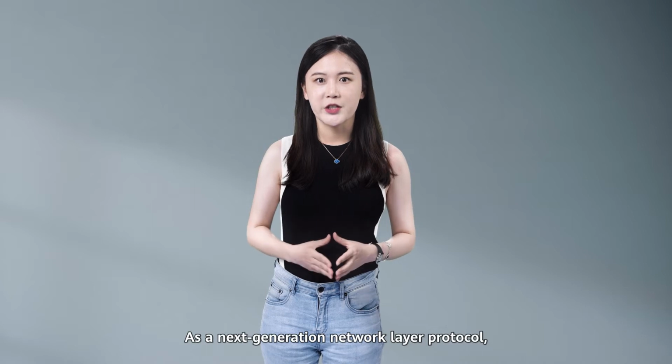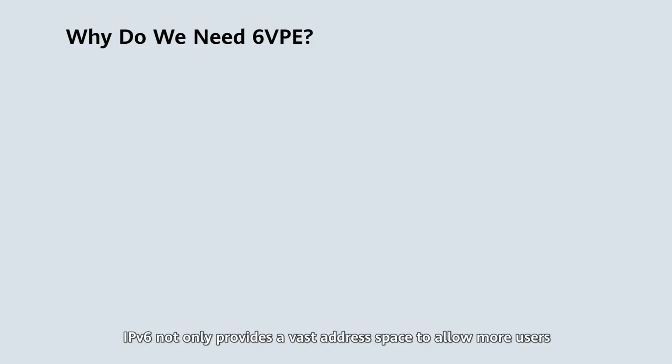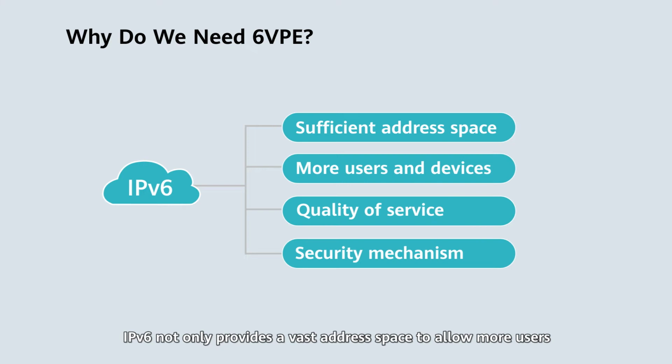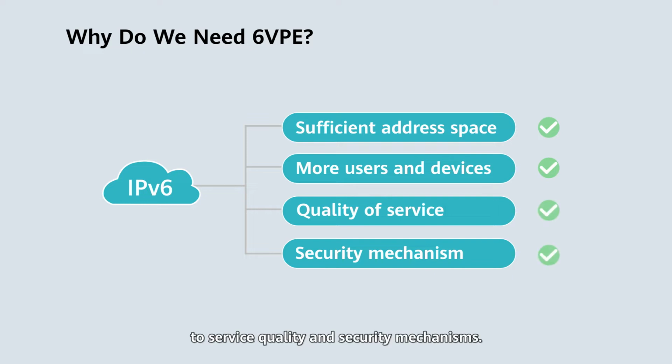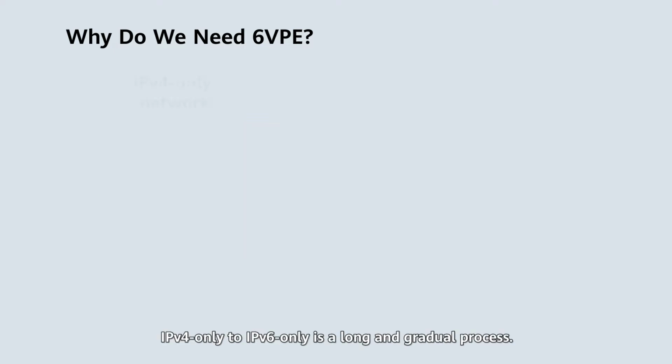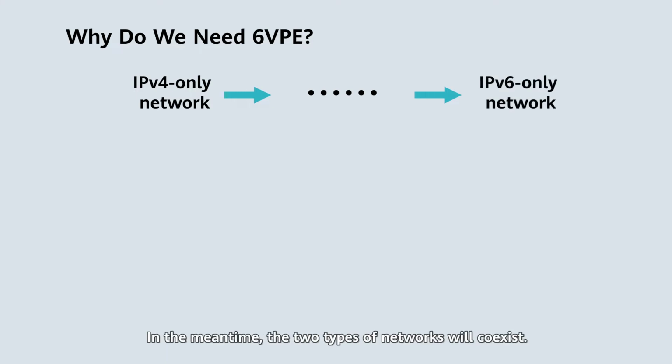As a next-generation network layer protocol, IPv6 not only provides a vast address space to allow more users and devices to access the internet, but also attracts increasing attention due to its enhancements to service quality and security mechanism. However, evolving networks from IPv4 only to IPv6 only is a long and gradual process. In the meantime, the two types of networks will coexist.